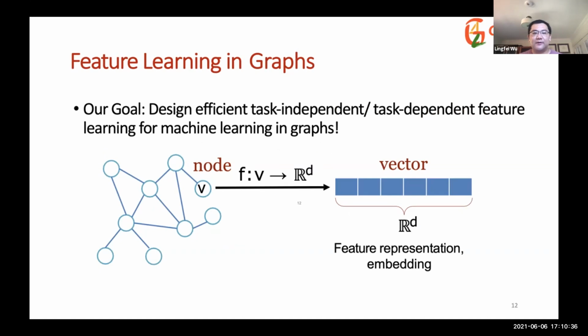For feature learning in graphs, it's the same idea. Our goal here is to design an efficient algorithm so that we can learn a representation for each graph node. As shown in this figure, we take a graph as input, and here we try to learn a function f, such that the function f can transform this graph node v to the latent space. And in the latent space, we can use a vector to represent the graph node v. Sometimes we also call it an embedding.